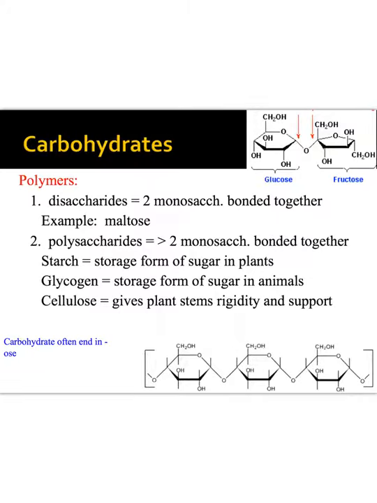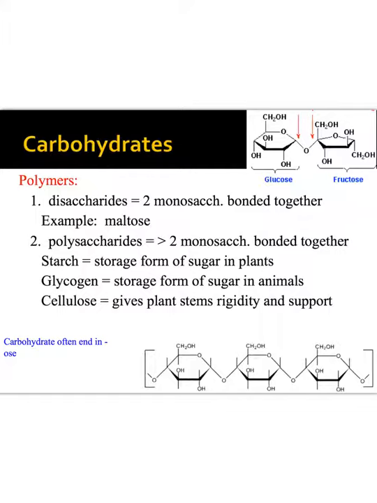Okay, so let's put a monosaccharide and a monosaccharide together. What do we get? We get a disaccharide. Mono means 1, di means 2. So disaccharides are 2 sugars. An example of this is maltose. So this is a picture of a disaccharide. I have one sugar, I have now two sugars.